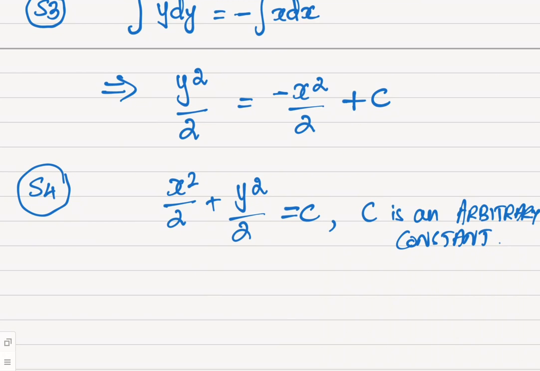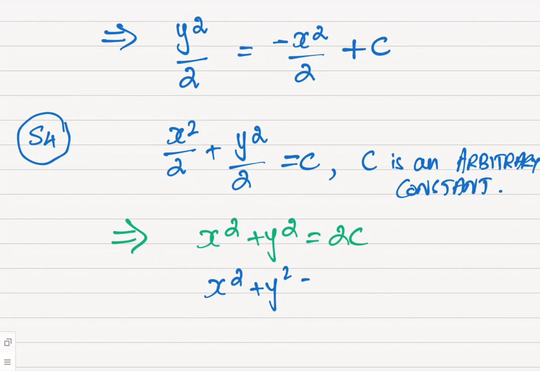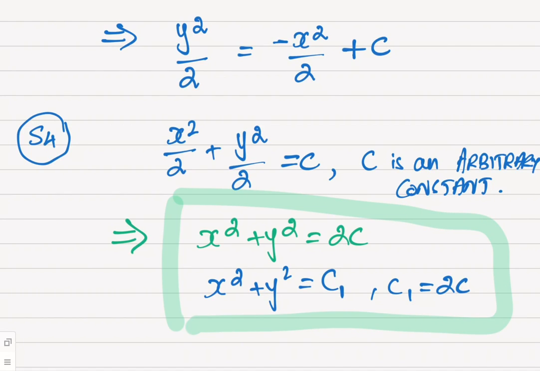And that's how we solve this very simple differential equation. If you really want to, you can take it to the next step and simplify it into x squared plus y squared equals 2c. Or you can rewrite it in the form x squared plus y squared equals c1, where c1 equals 2c. And this would be the solution to the differential equation that is given to us. And that's how we solve the separable differential equation using the variable separable method.